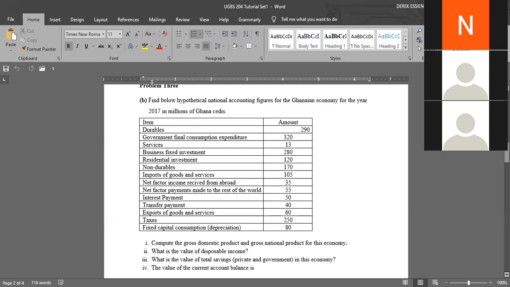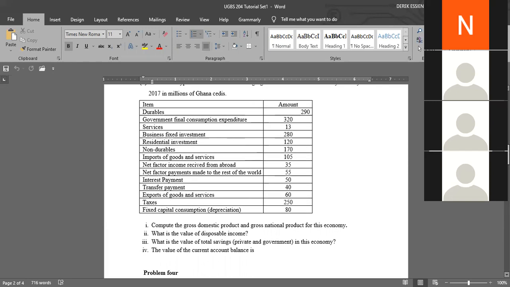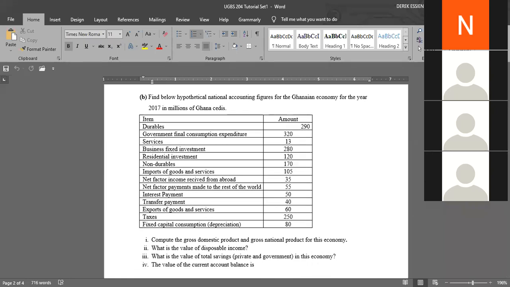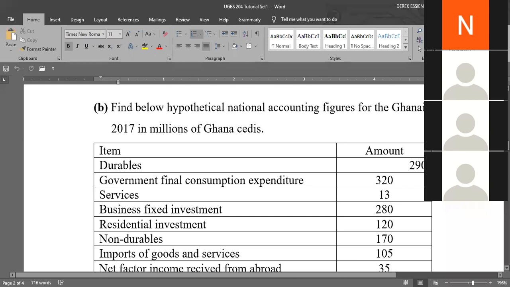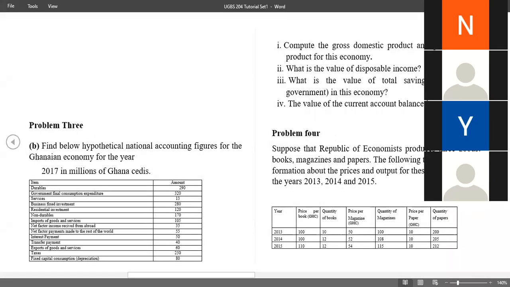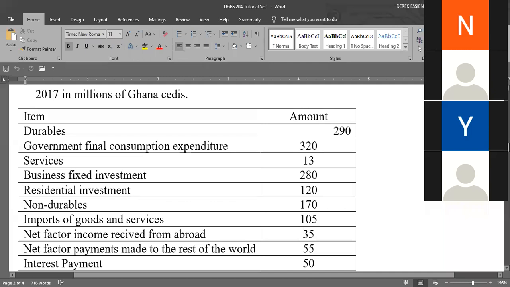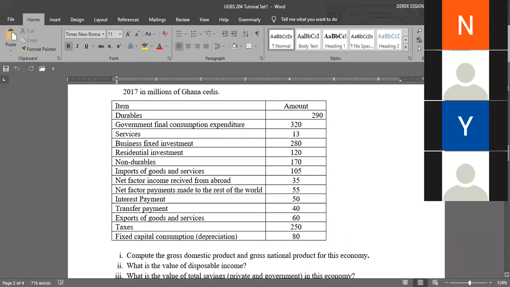Can you see my screen? Please, is she the only one? No, sir, you all can't see. It's small. I'll zoom in. Don't zoom, just maximize the screen. Yes, basically that's what I did. Thank you, sir, it's better now. All right, thank you. So let's start.